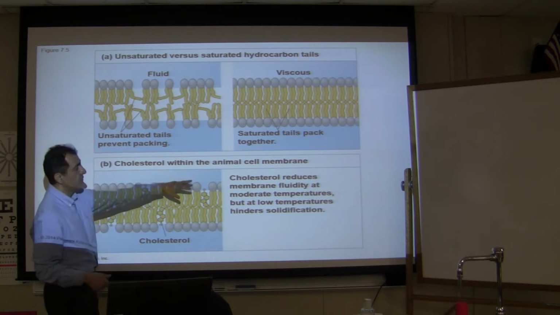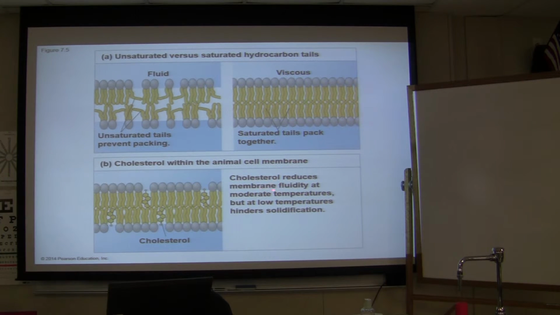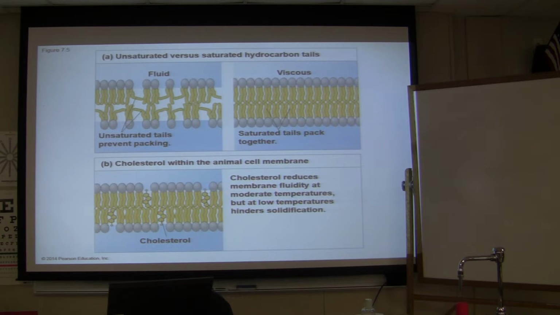Cholesterol within animal cells reduces membrane fluidity at moderate temperature, but at low temperatures, it hinders solidification. So that's the advantage of cholesterol. You have it right here in the cell membrane.